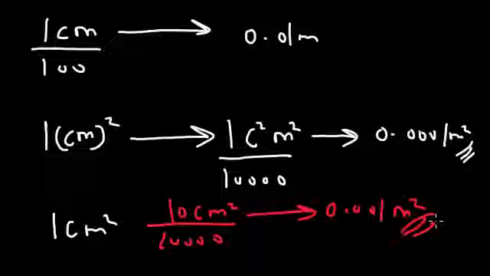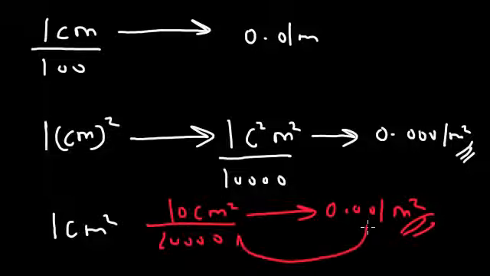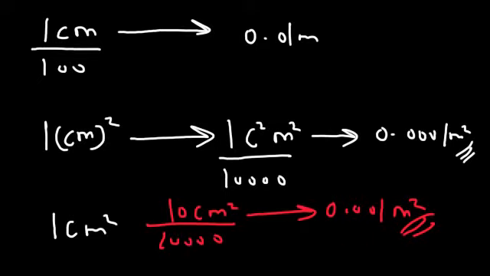Now, if you want to convert from meter squared and vice versa, back to centimeter squared, instead of dividing by 10,000, just multiply by 10,000. You understand? You multiply by 10,000 and you have your result in centimeter squared. And so that is it for centimeter squared to meter squared and vice versa.